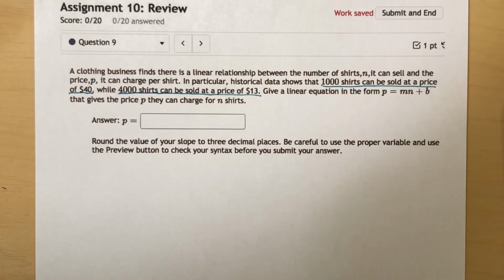Hi guys and girls, here is a type of word problem you may encounter in MyOpenMath.